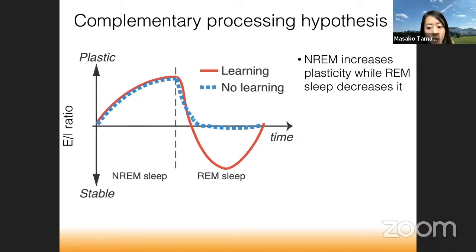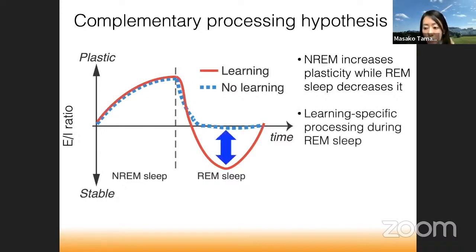Furthermore, we found a process that was specific to learning. This blue line shows the EI ratio during sleep when there is no learning before sleep. During non-REM sleep, the EI ratio increases in the no learning condition also, and was not significantly different between the two conditions. However, during REM sleep, the EI ratio decreases occurred in a learning dependent manner.